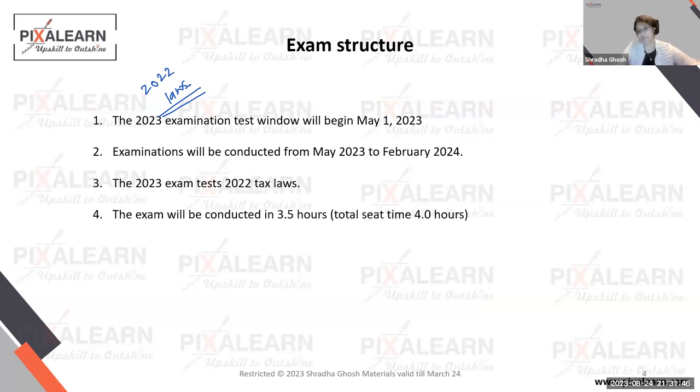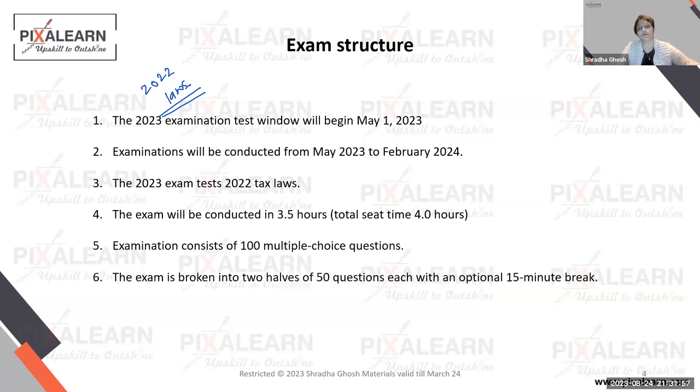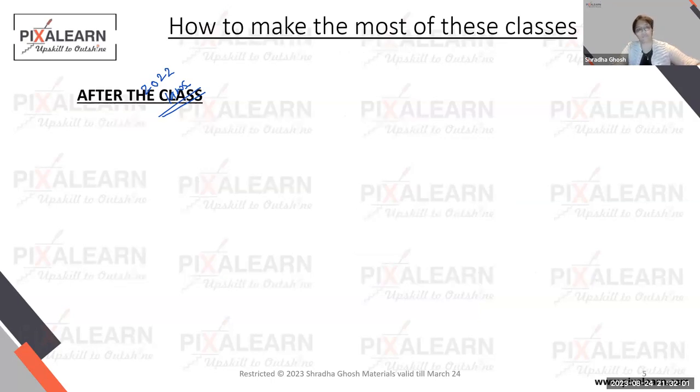It's a 3.5 hours paper. If you look at the time in between, they give you half an hour as a break. If you take away that, basically it's a 3.5 hours paper. You have 100 questions. You have 2 parts, and each part would have 50 questions each. Okay.